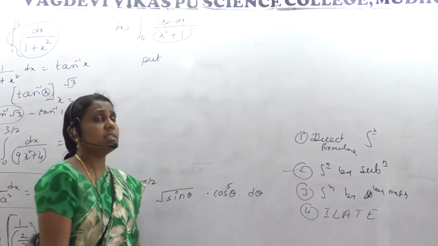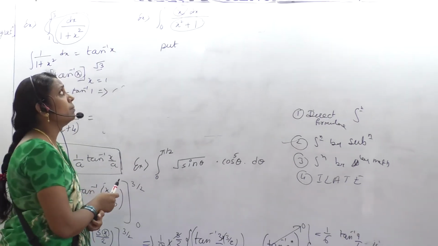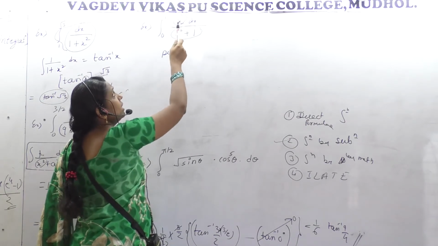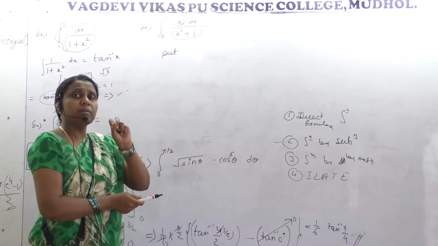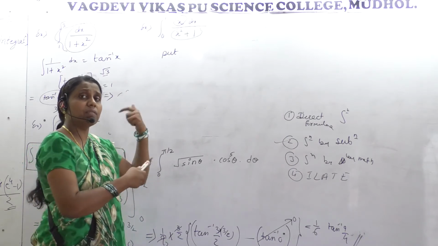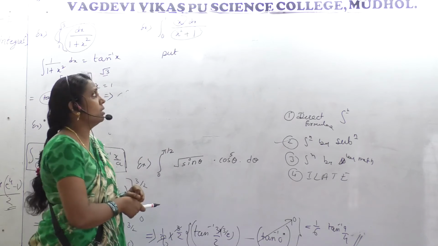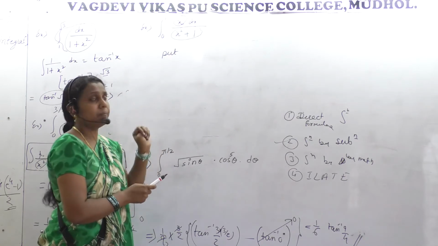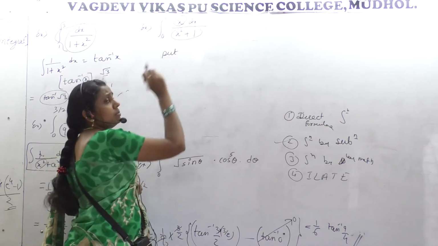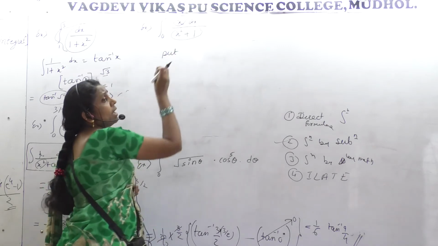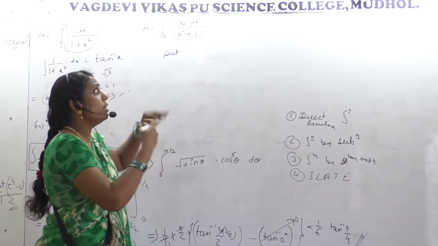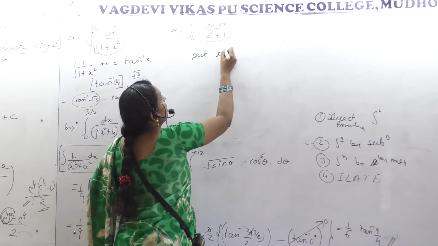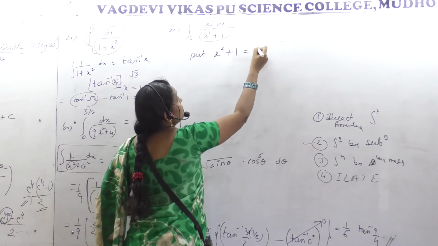You understood? By substitution, what is it that I will make you understand? I told you, if the degree of the numerator polynomial is reduced by 1 from the degree of the denominator polynomial, then you go by the substitution method in case of an algebraic expression. So what is the concept? If you put the denominator as the function, its derivative should appear in the numerator. Put denominator x square plus 1 equal to t.